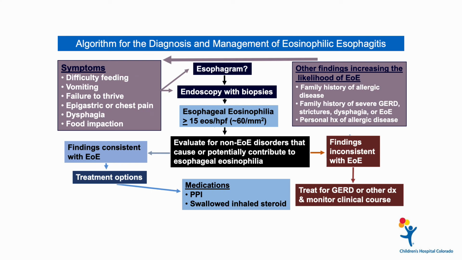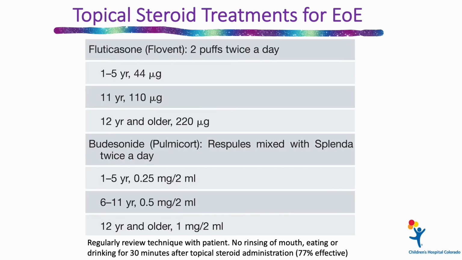In those who don't respond, we generally look next to swallowed topical steroids. And again, the swallowed topical steroids are given by having them use an asthma inhaler and squirting it in the back of their throat and swallowing it and not breathing in while they do that, and then not eating or drinking or brushing their teeth for 30 minutes afterwards.